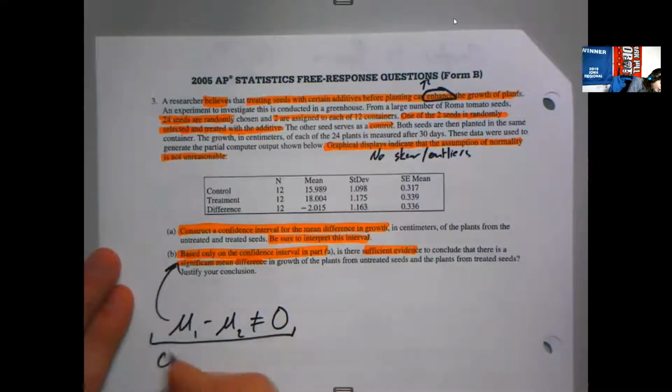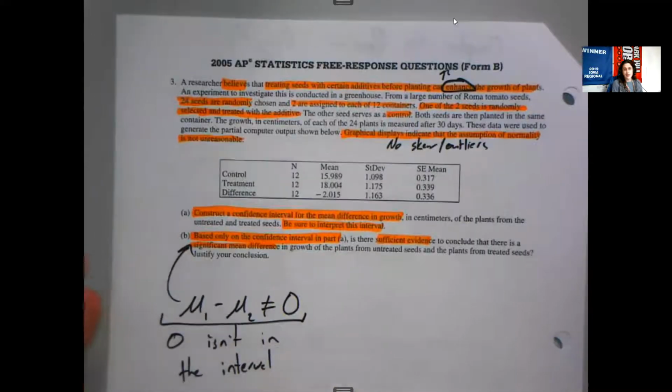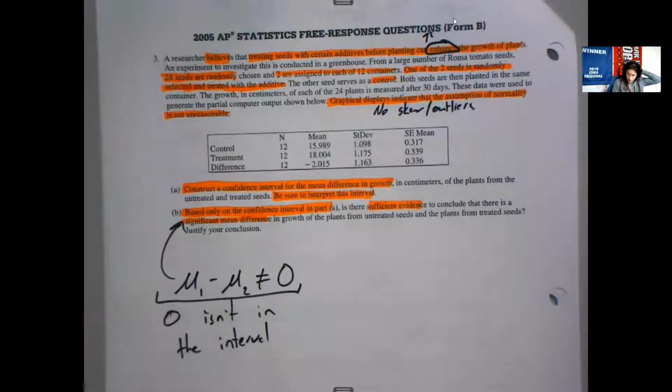That would mean that 0 isn't in the interval. We've made a decision like this before. Based on the outcome of the interval, do we have evidence that it is or isn't different? Right? So if 0 is in there, that means 0 is a plausible value. Remember, go back to confidence intervals. What do they give you? Ranges of plausible values. So if it is a plausible value, we don't have a lot of evidence to say it's different. But if 0 isn't in there, that means 0 isn't plausible. That means they are different.